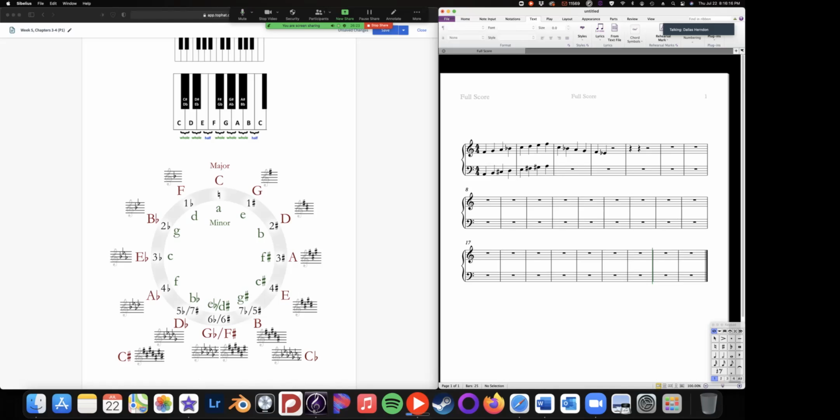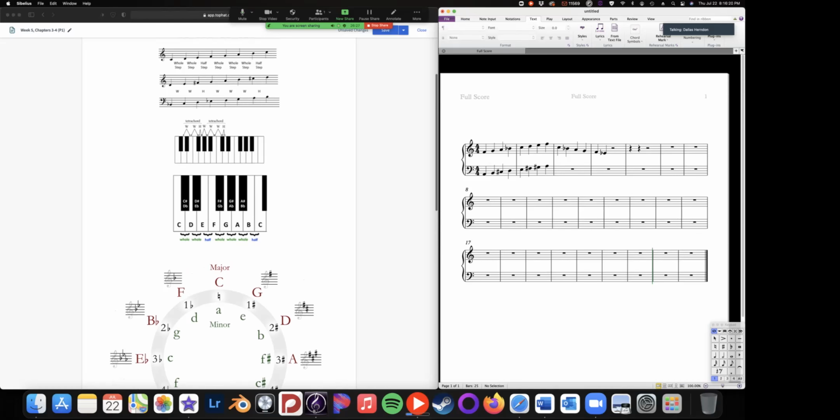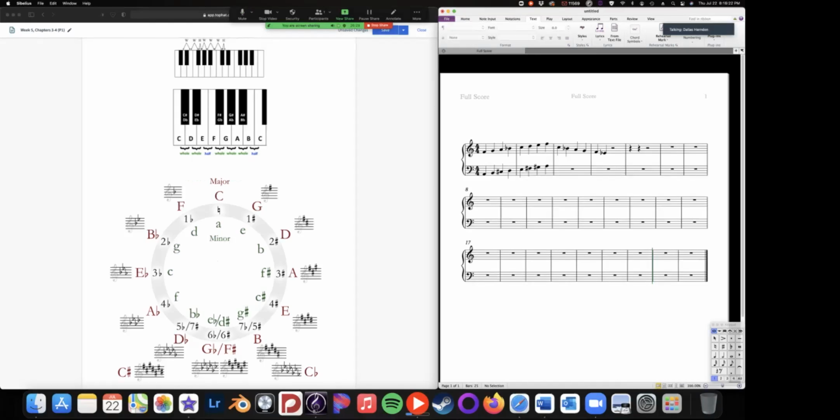So I would certainly recommend trying to remember that. It really helps when you're starting out recognizing keys, until you, of course, get to the point where you just don't need any tools like that. You just know, A major is three sharps, F sharp, C sharp, G sharp. A flat major is four flats, B flat, E flat, A flat, D flat, so on and so forth.